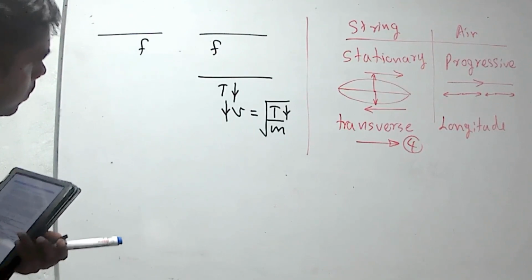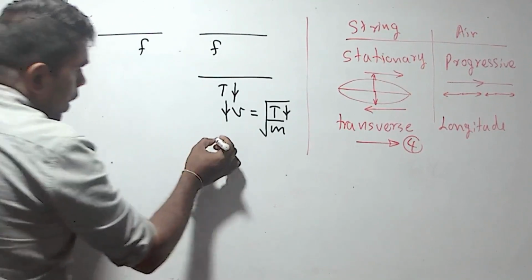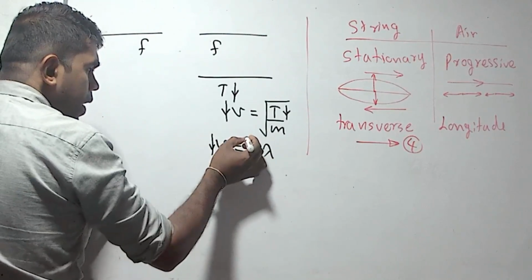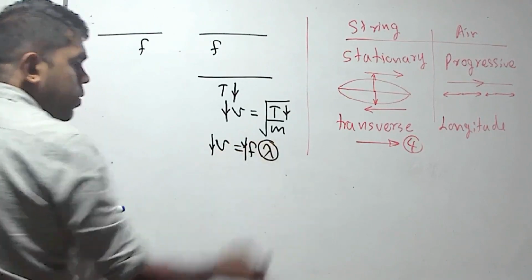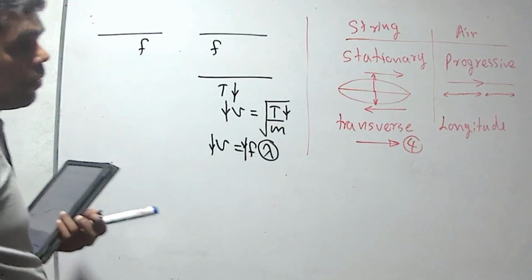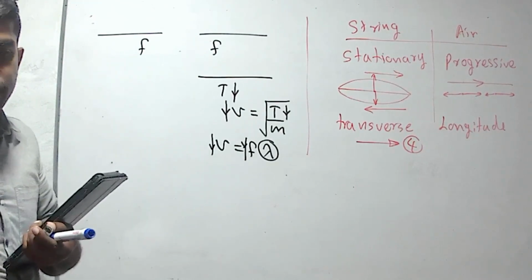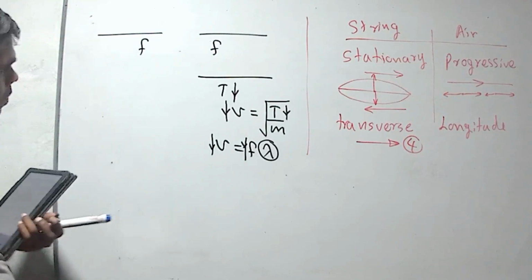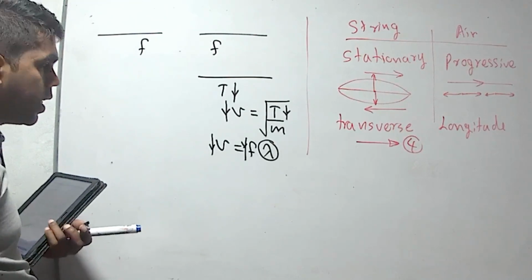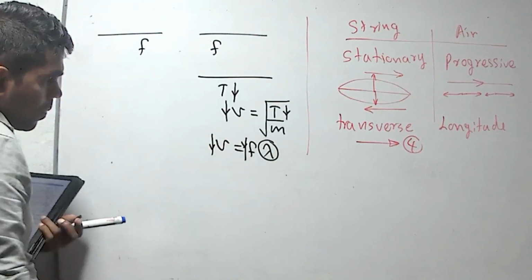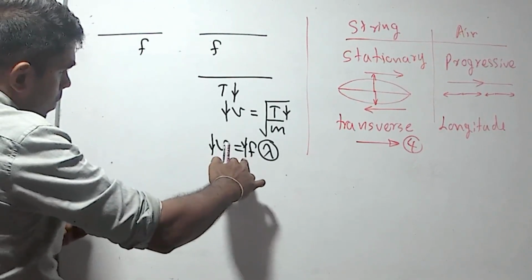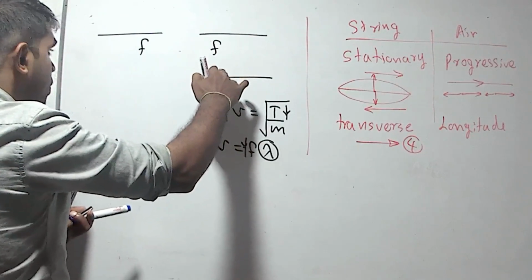Therefore, according to V equals f lambda, when the velocity is decreasing, frequency is decreasing, lambda is constant. For all situations, the string is vibrated with the fundamental frequency, therefore wavelength is constant. Then the frequency of this situation should be less than f.